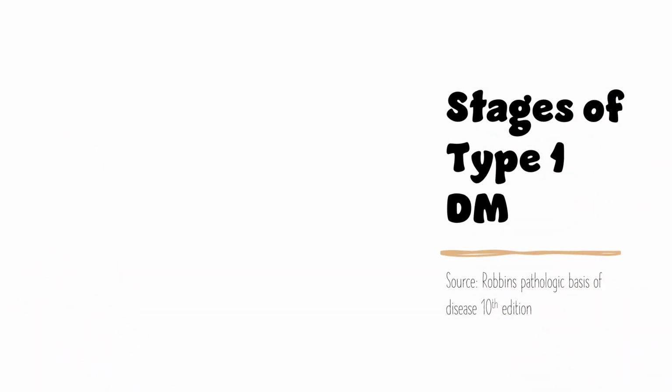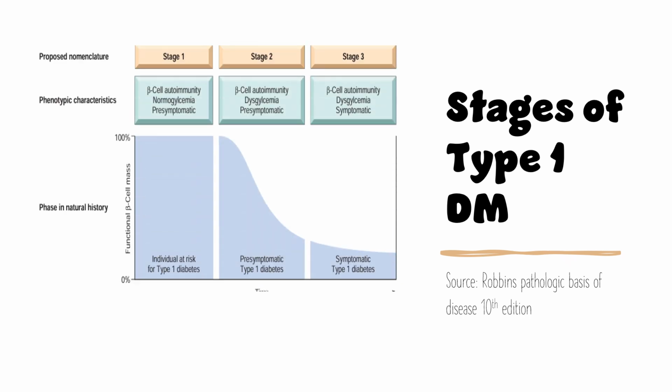Now it is very important to understand that type 1 diabetes mellitus doesn't manifest itself immediately once the disease sets in. There is always a lag period between initiation of the autoimmune process and appearance of the disease, which leads to the three stages of type 1 diabetes mellitus, as you can see in this chart. Stage 1 is normoglycemia, wherein it is a pre-symptomatic stage. Here the individuals are at risk for type 1 diabetes mellitus, but frank symptoms have not set in.